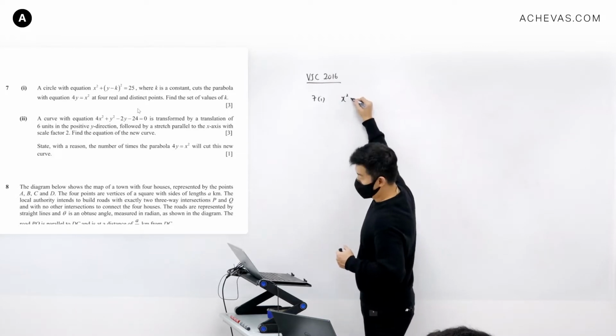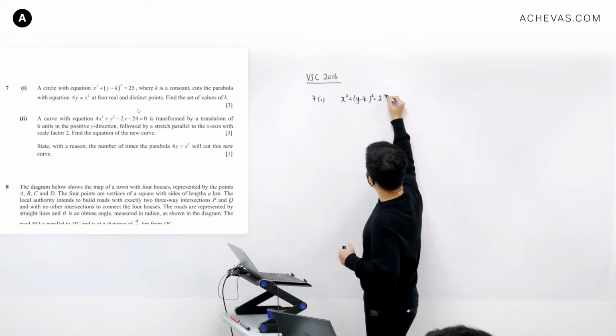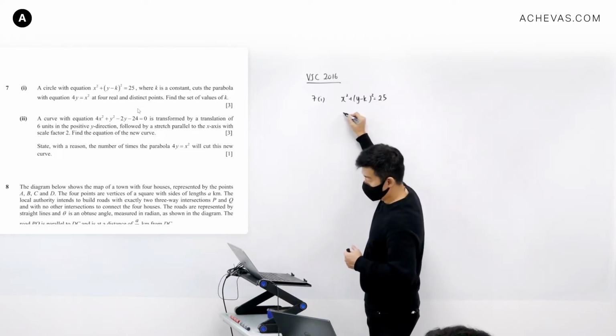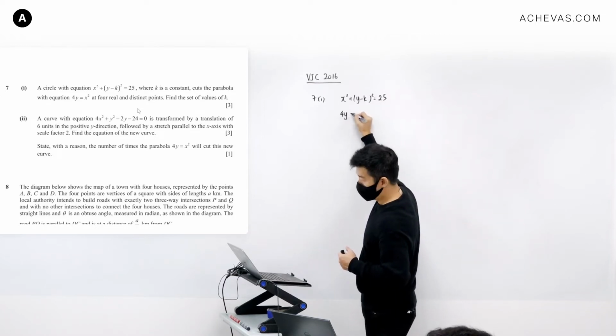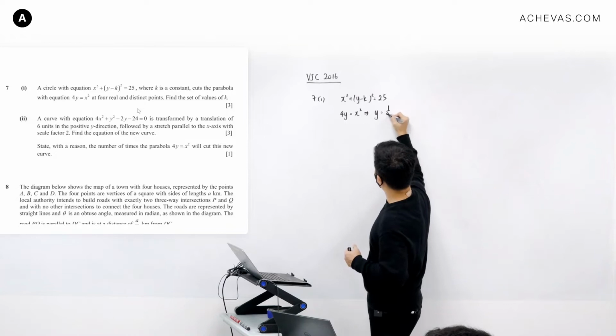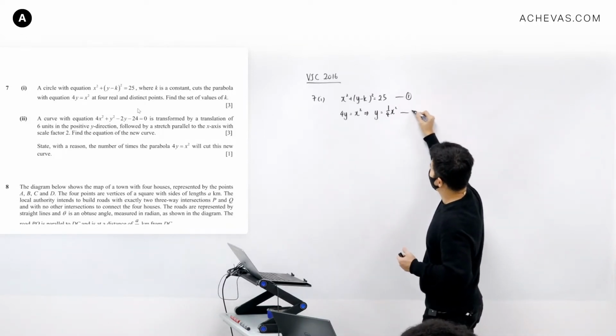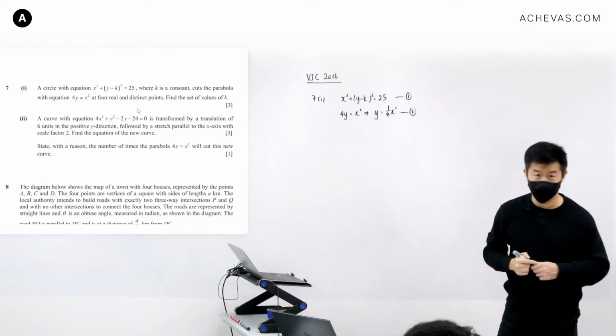So x squared plus (y minus k) squared is equal to 25. And we have 4y equal to x squared, or I can also see this as y is equal to 1/4 x squared. Either of these. So let's call this equation number 1, and we're going to call this equation number 2.